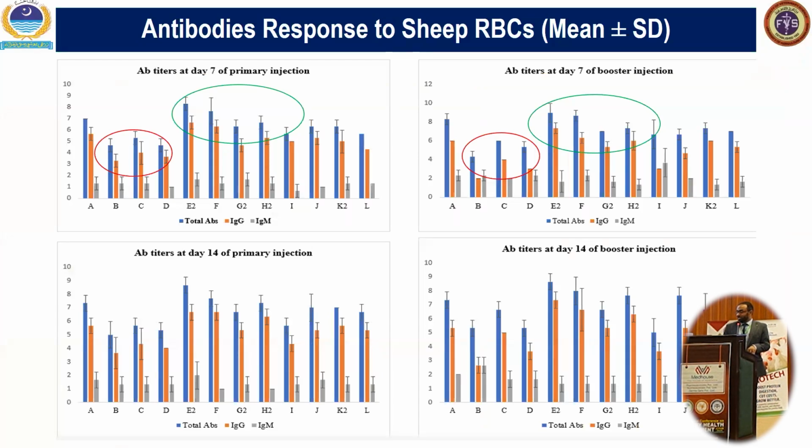This is an immunological parameter one of our students conducted. He gave sheep RBCs and collected samples at 7 days, then at 7 days after the booster dose, and you can see in A, B, and C, those fed with the toxin had a lower number of antibodies produced against the sheep red blood cells.